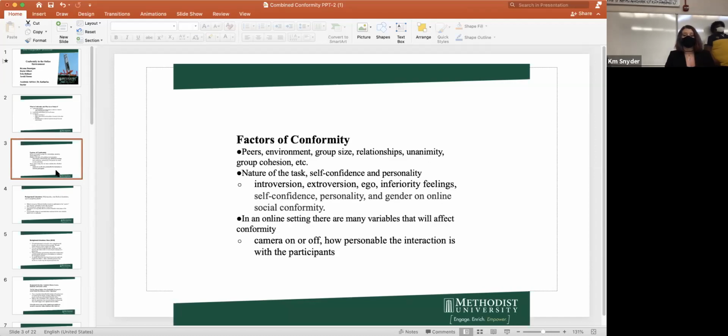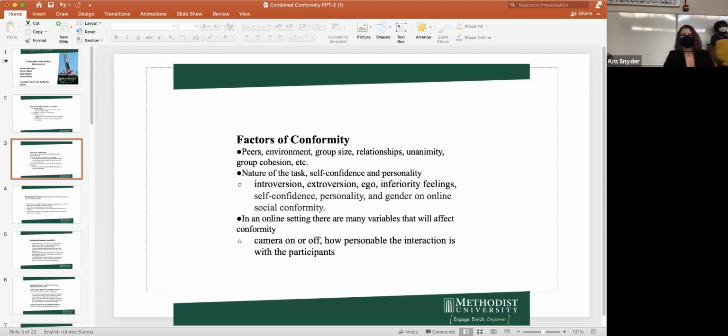There are several factors of conformity that have to be studied and identified in order to further understand what conformity really is. Some factors of conformity are one's peers, the environment that one is in, the size of the group that one happens to be in at the time, the relationships one has with others, the unanimity of the group, or group cohesion, the nature of the task that one is performing, one's level of self-confidence, and the different facets of one's personality.